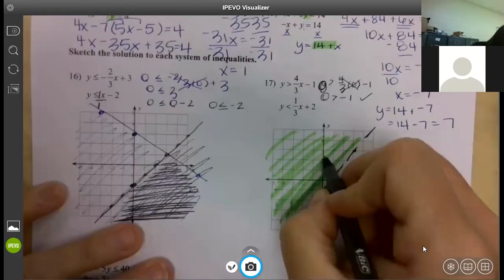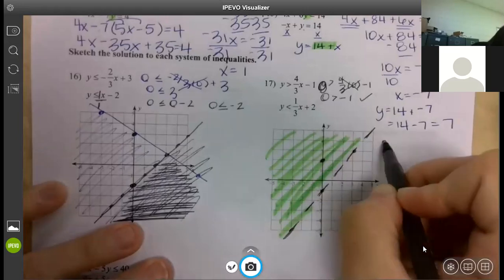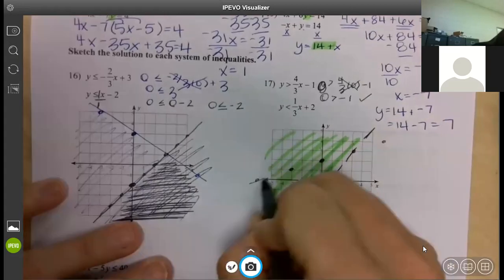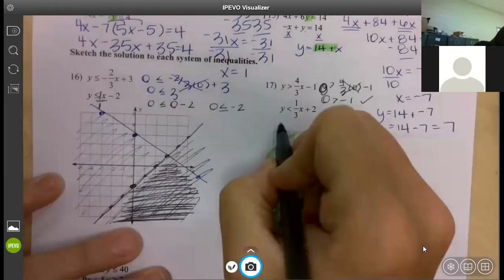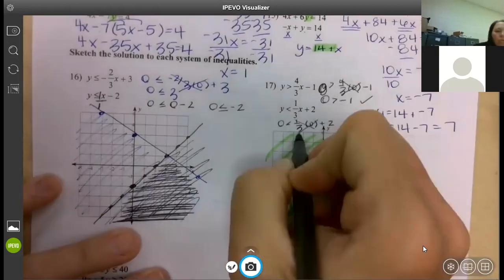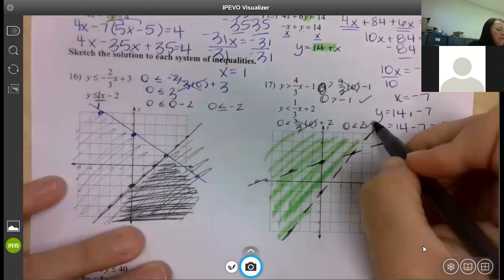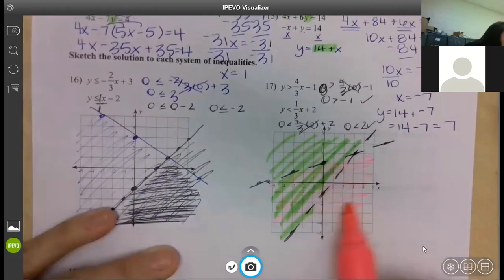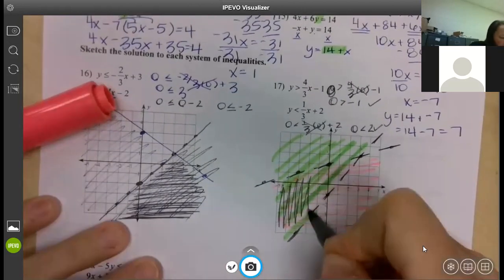On the next one, we start at 2. We move up 1 and over 3. Again, it's dashed. We're going to plug in 0, 0. Is 0 less than 1/3 times 0 plus 2? Your 1/3 times 0 cancels out. Is 0 less than 2? It is. So I'm going to shade the side with 0, 0. And where both are shaded is where your answer is.